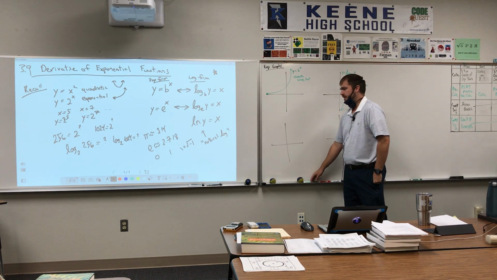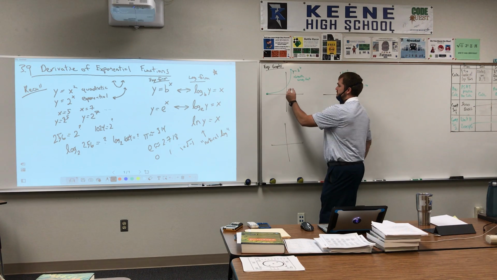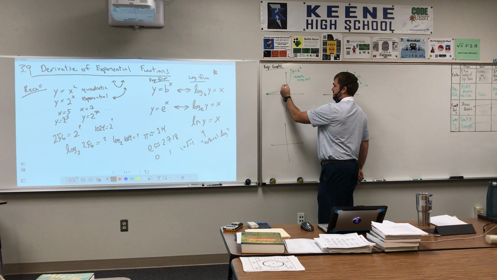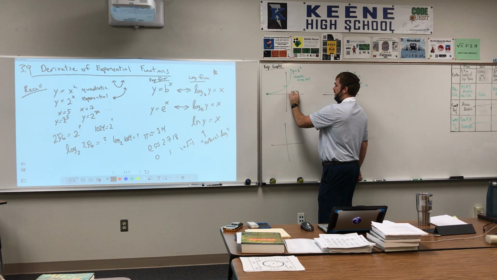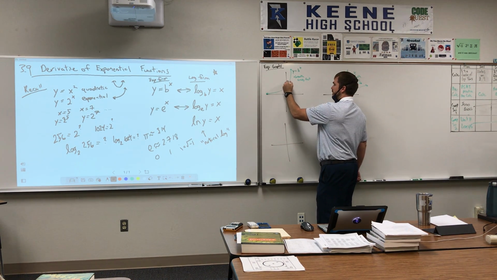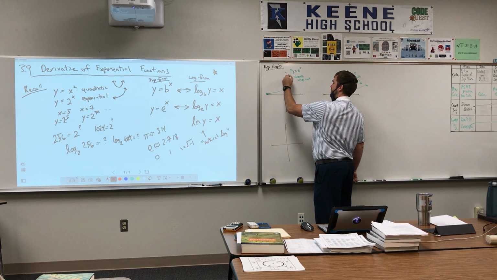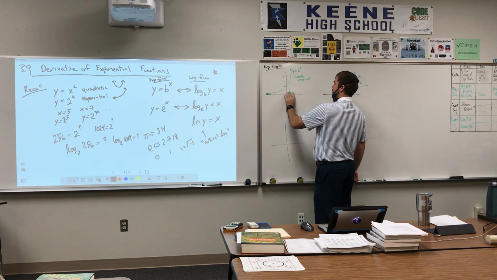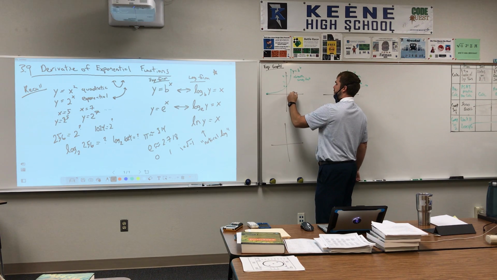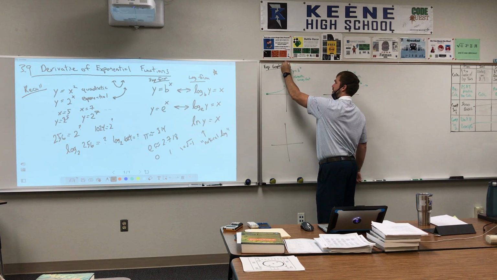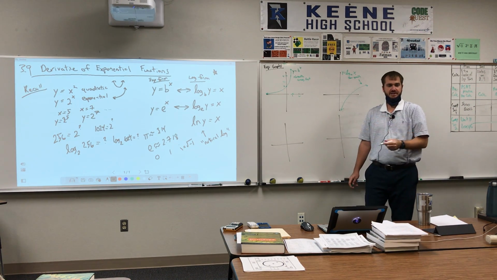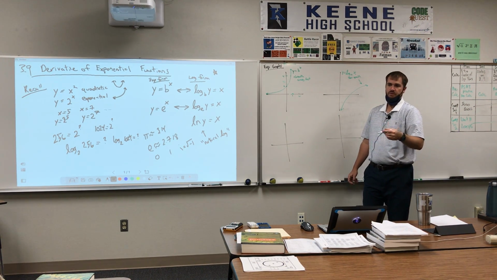Because the way that exponential growth works is that if at 0 we happen to be at 2, then at 1, we're at 4. Then at 2, you're at 8. At 3, you're at 16. At 4, you're at 32.